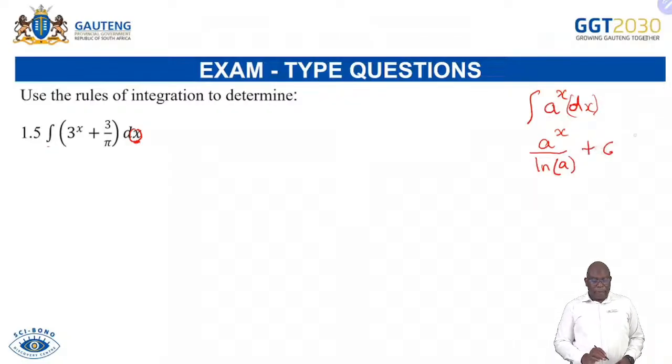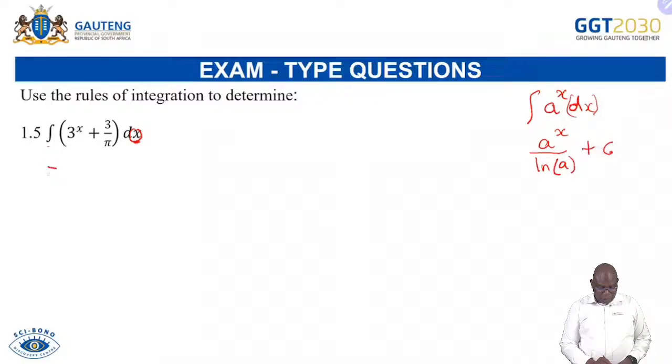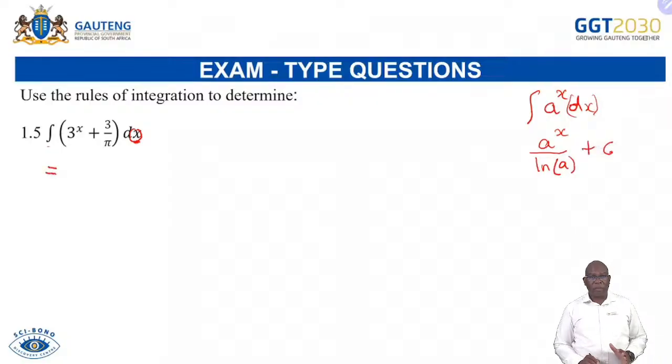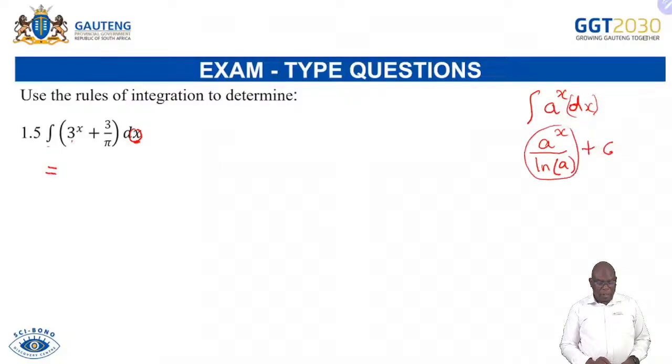So in the 1.5, we have the integral of 3 to the power of x plus 3 over pi dx. So what should I do there? I'm going to integrate because I don't see where I need to simplify. So I don't need to simplify anything there. So I need to integrate. So if I integrate, then I compare this one with that one. So we're going to have 3 to the power of x all over ln of 3. That's how we're going to write it.